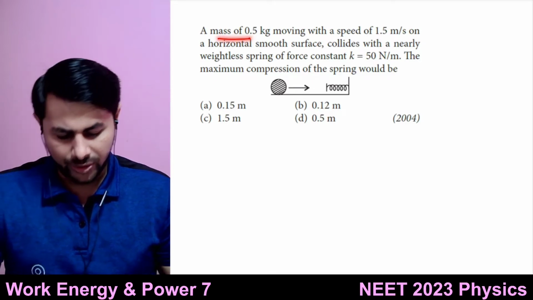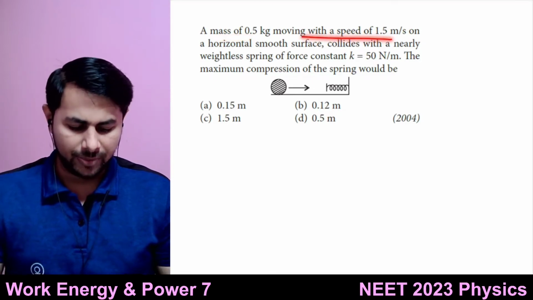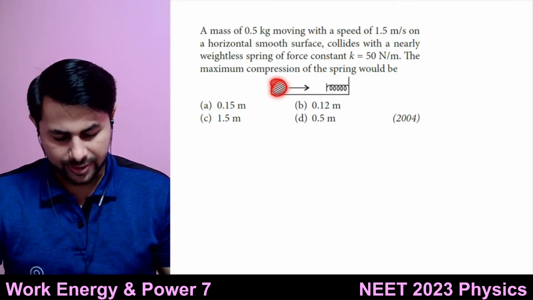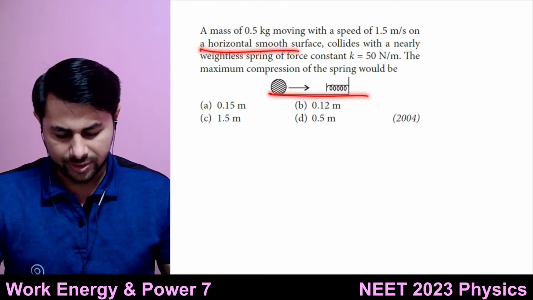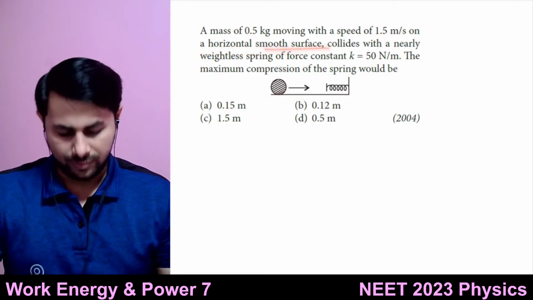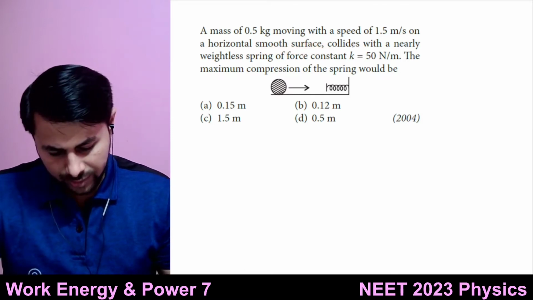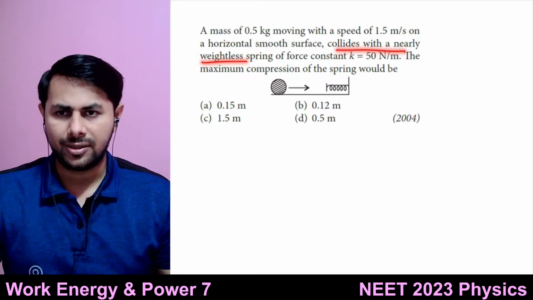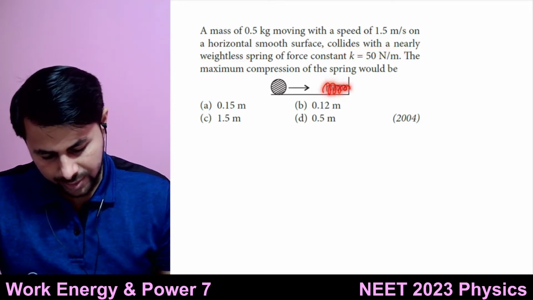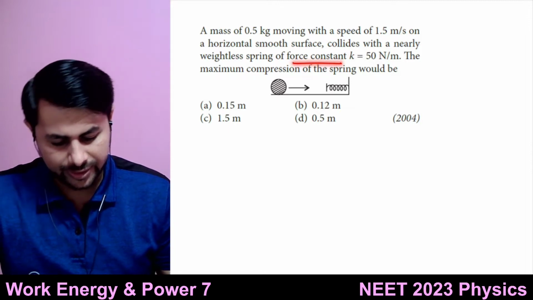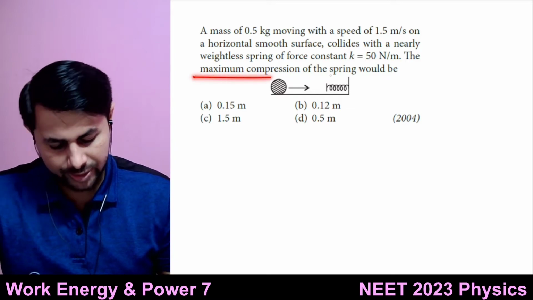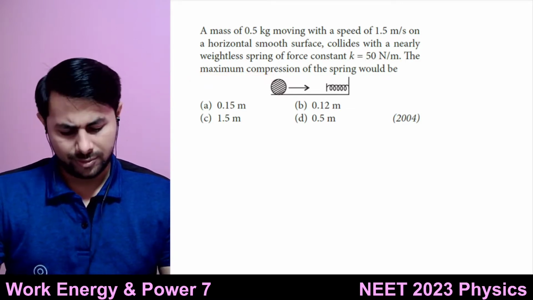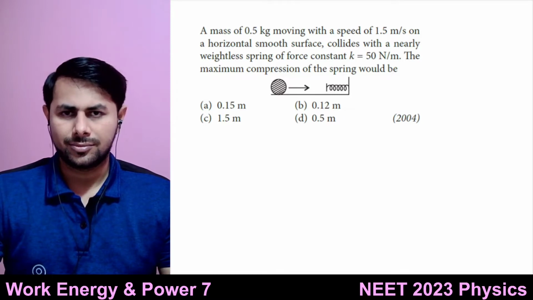Next question. A mass of 0.5 kg moving with a speed of 1.5 meters per second on a horizontal smooth surface. So this is a horizontal smooth surface, so its speed will not change. It collides with a nearly weightless spring of force constant K equals 50 newtons per meter. The maximum compression of the spring would be. So tell me, what will happen?